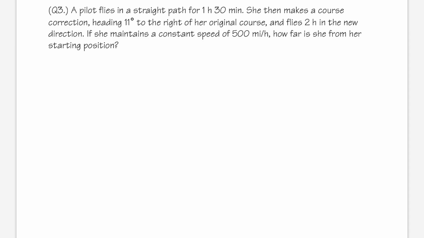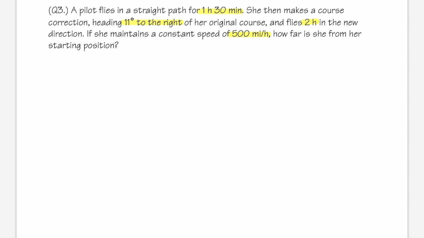Okay, number 3. Let's first read the question and then we will draw a picture to illustrate the situation. So it says that we are flying in a straight path for 1 hour and 30 minutes and we will make a course correction. We will turn 11 degrees to the right of the original. And then we go for 2 more hours. And let's say we have a constant speed of 500 miles per hour. How far is the pilot from her starting position?